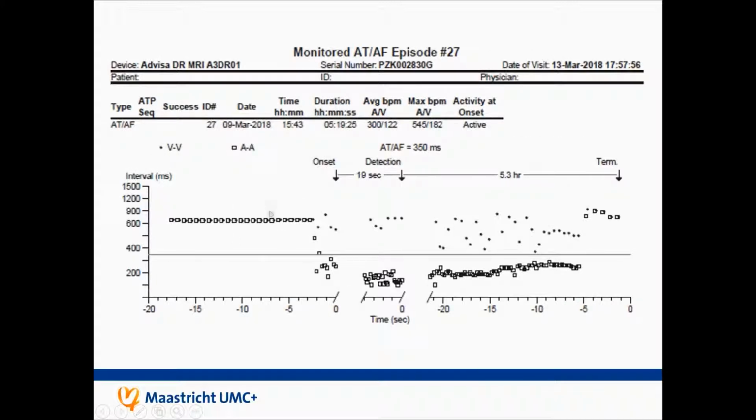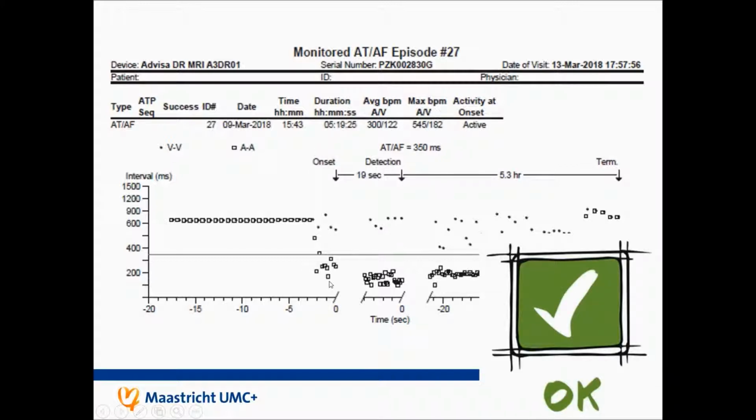This is a Medtronic advisor. We have all the information here. On the 9th of March, there was an episode of 5 hours and 19 minutes with a maximum atrial rate of 545, average of 300. So the detection rate was programmed properly, so we know the entire episode was above the atrial high rate cutoff. So this is also an adequate episode.